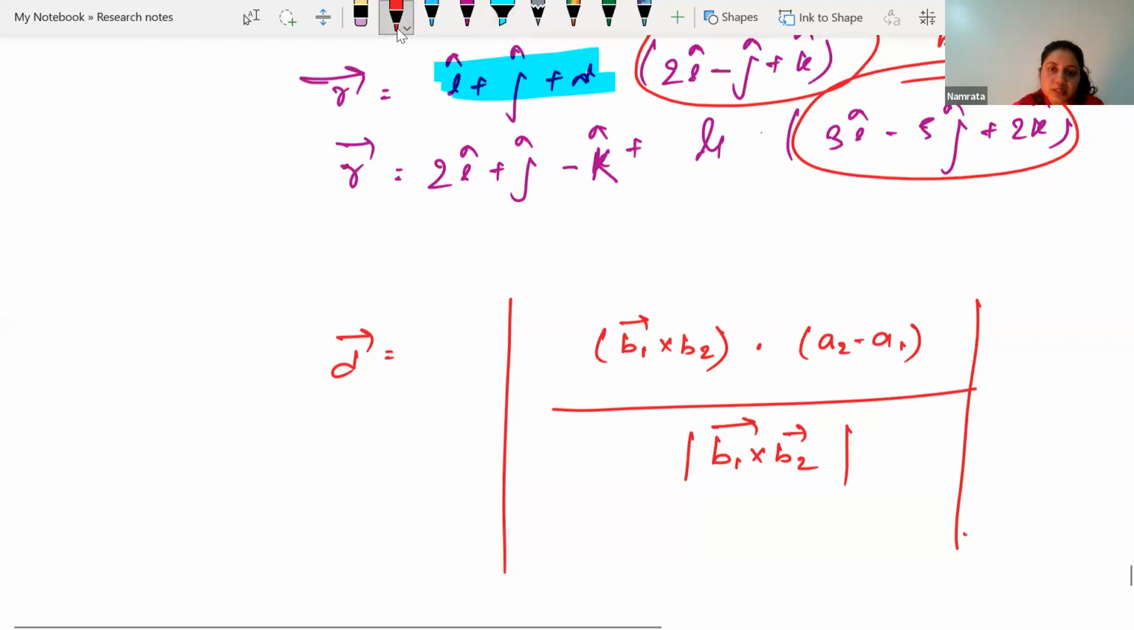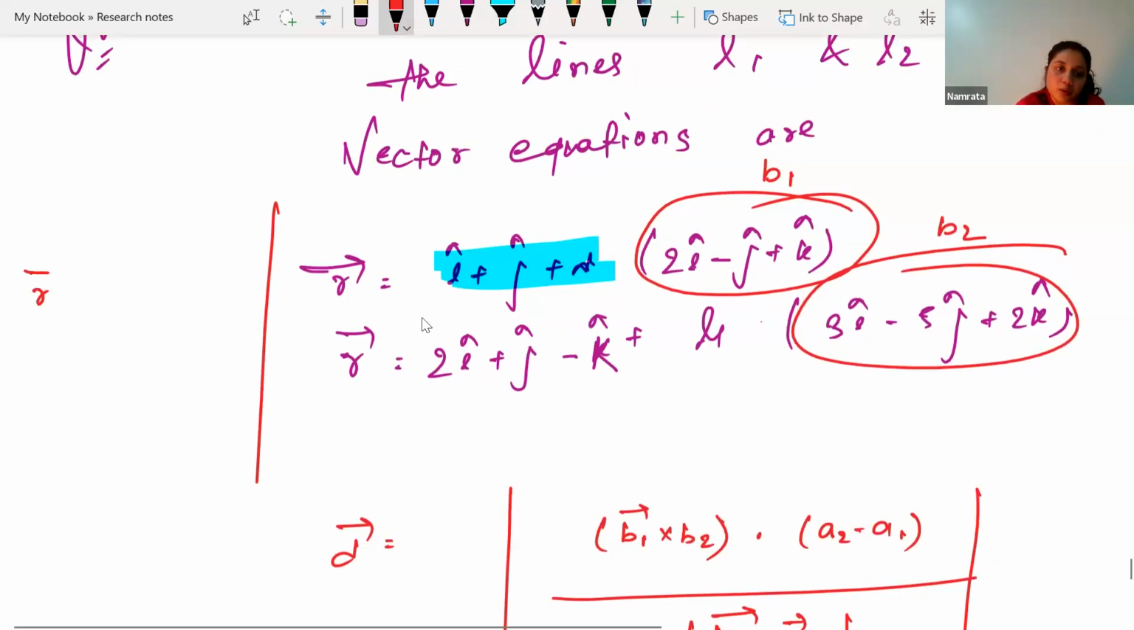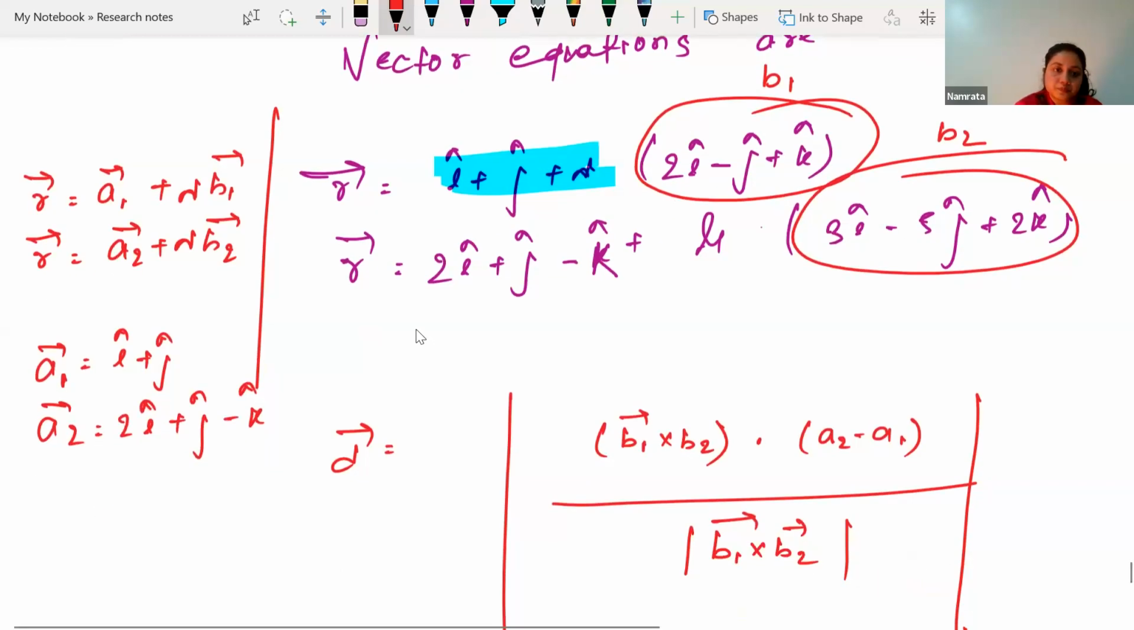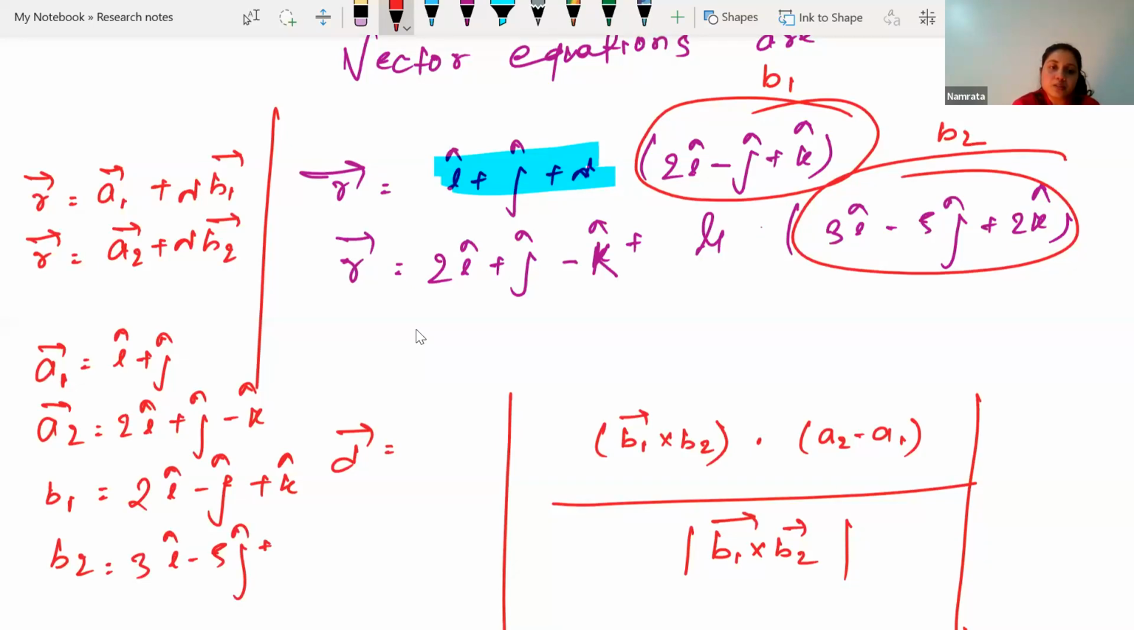If you are getting confused, let me write it over here. The equation of a line in vector form was in the format r = A1 + lambda B1, r = A2 + lambda B2. This was the format, and on the basis of that I am saying which one is A1, which one is A2, which one is B1, which one is B2. So our A1 is i plus j, that's it. A2 is 2i plus j minus k. B1 is 2i minus j plus k, and B2 is 3i minus 5j plus 2k. Accordingly, we will substitute the values in the formula.